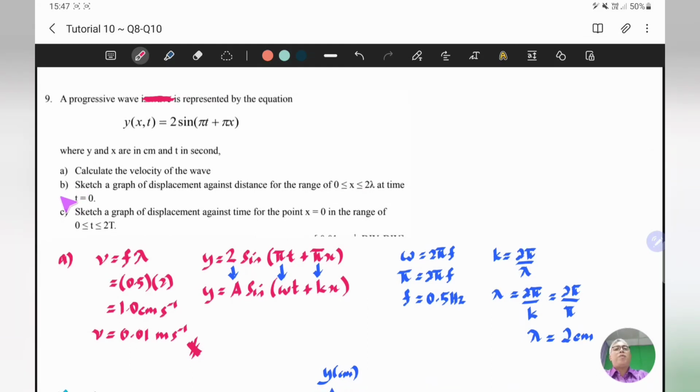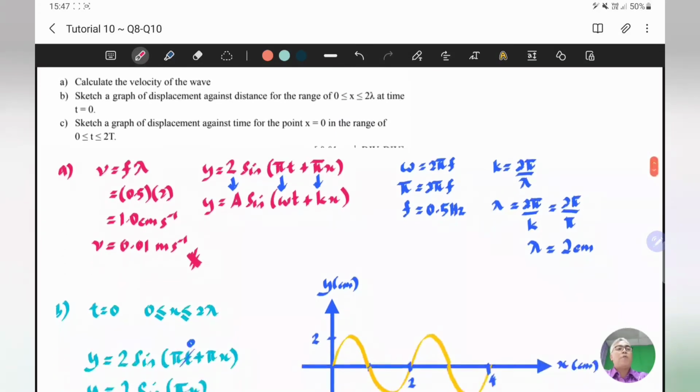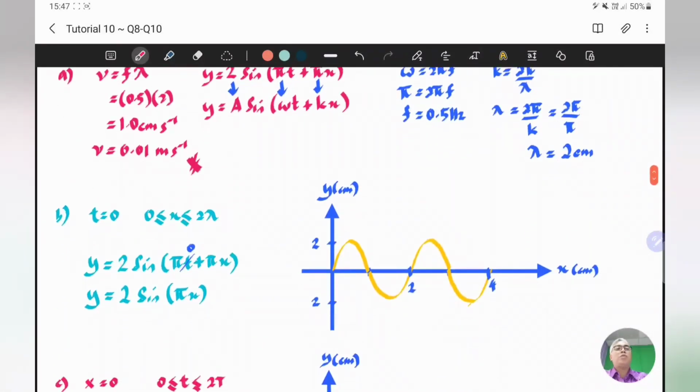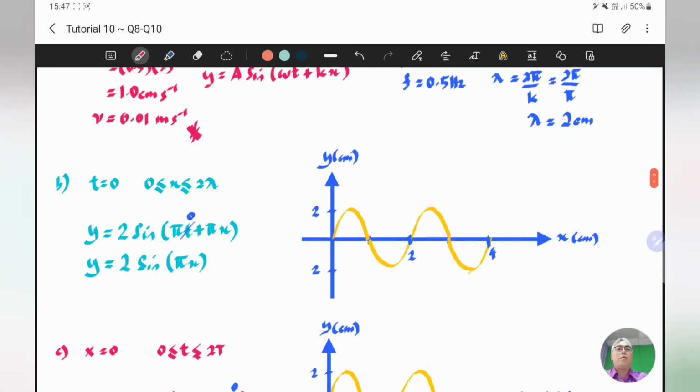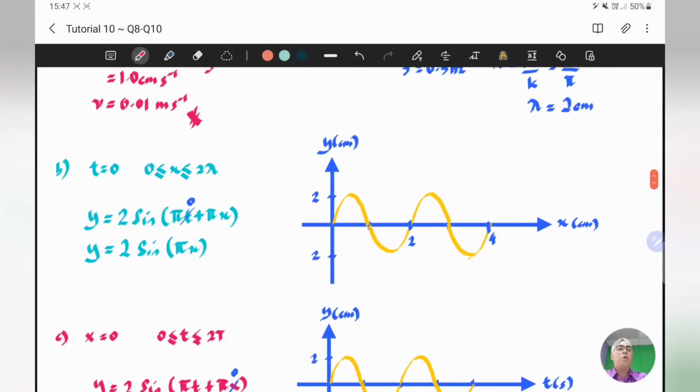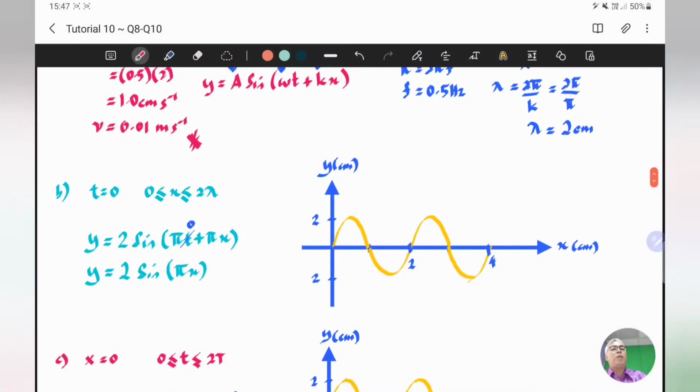Okay, for the second question, they ask you to sketch a graph of displacement against distance, where at t equals 0, the range of x is between 0 until 2λ. By asking you to sketch a graph, you don't have to calculate or plot the graph. We are going to sketch a graph only. So there must be 2λ in our graph.